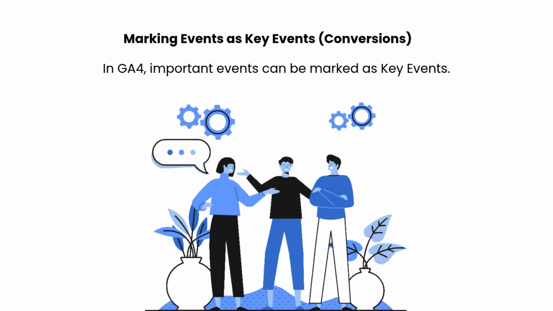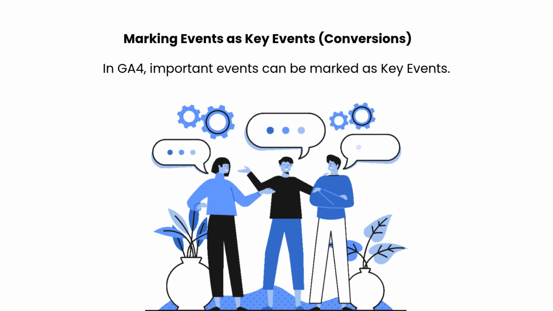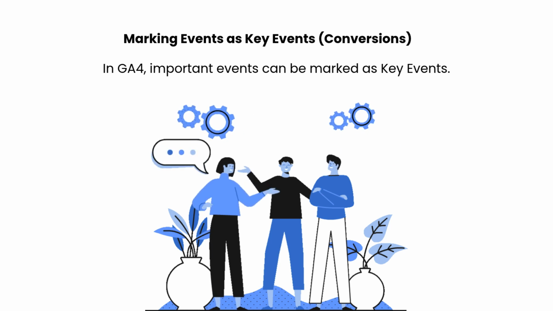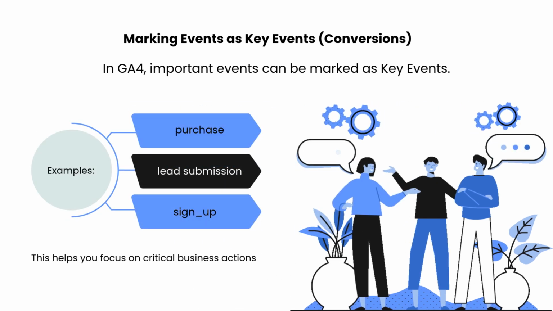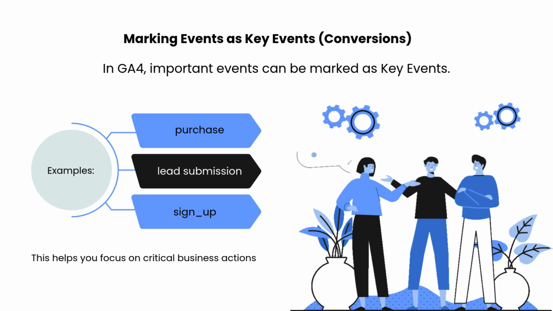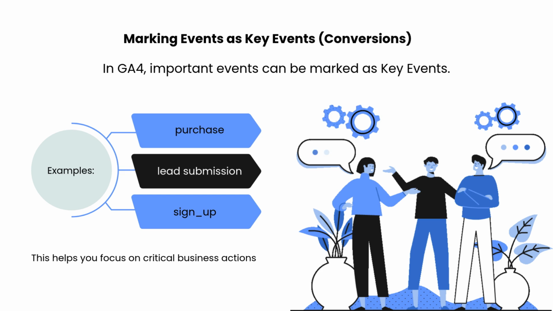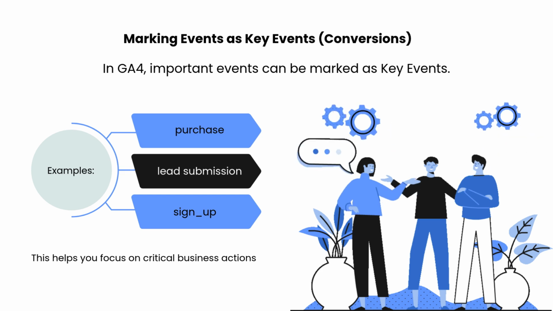Marking events as key events. In GA4, important events can be marked as key events. For examples, Number 1 purchase, Number 2 lead submission, Number 3 sign up. This helps you focus on critical business actions.